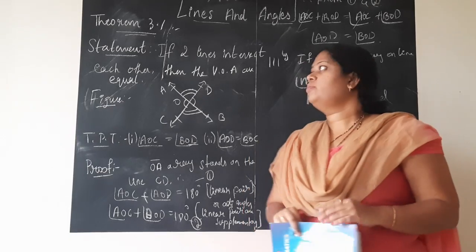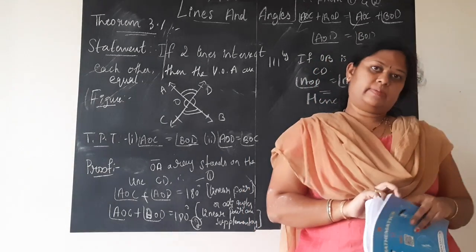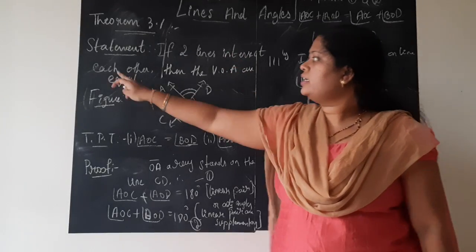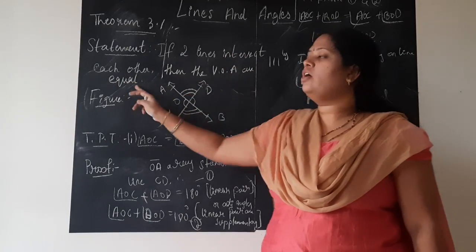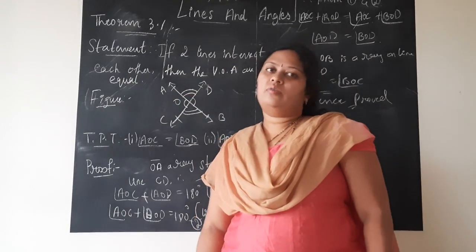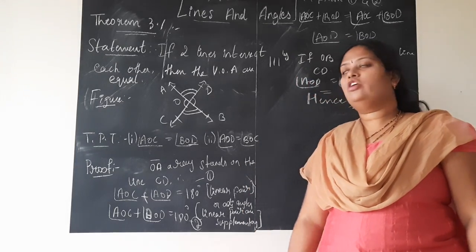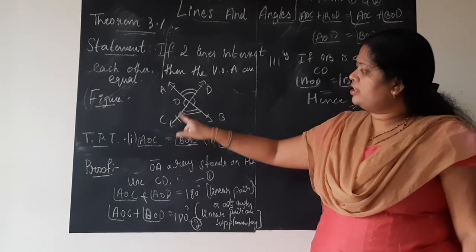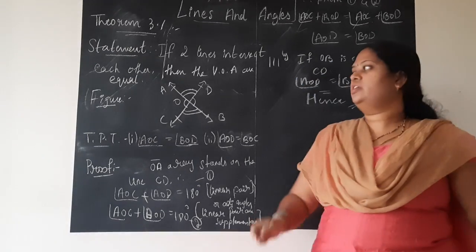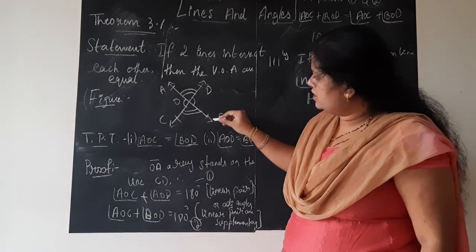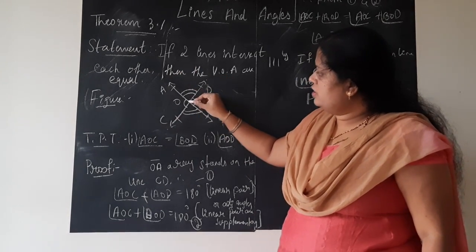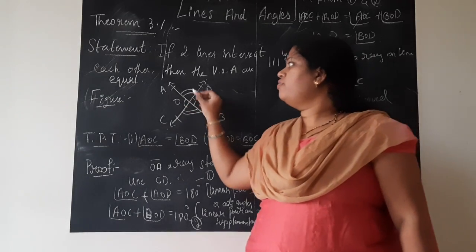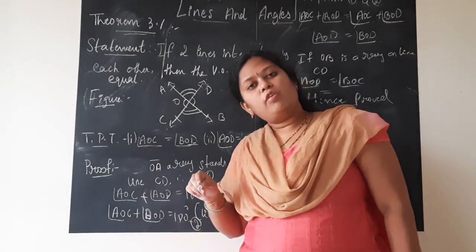Next, we shall study theorem 3.1. The statement is, if two lines intersect each other, then the vertically opposite angles are equal. Now you know what vertically opposite angles are. Two lines intersect means they should cross each other. So we have two lines, AB and CD, which are intersecting at point O. Then the pair of vertically opposite angles formed are equal.